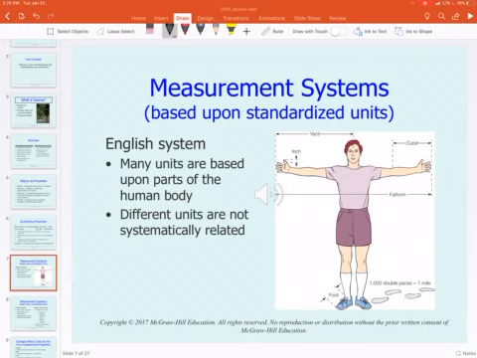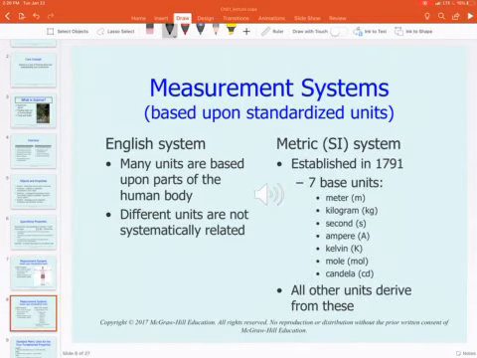All right, so that gets us into measurement systems. The first type of measurement system is the English system. Many units are based upon parts of the human body. So you can see on this guy here that there are different lengths that it's showing you. But as you know, not everybody is going to be the same size. So the English system is really a terrible use of measurements because it is very approximate. That is why in science we end up having to use the metric system, and we are going to get into that on this next slide.